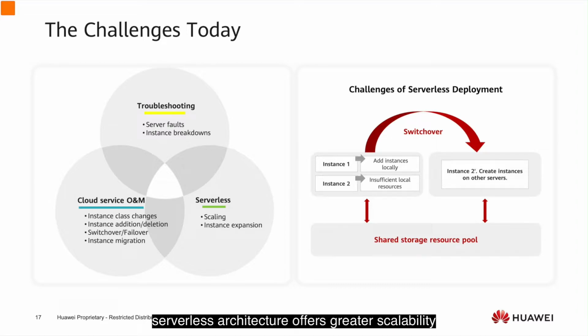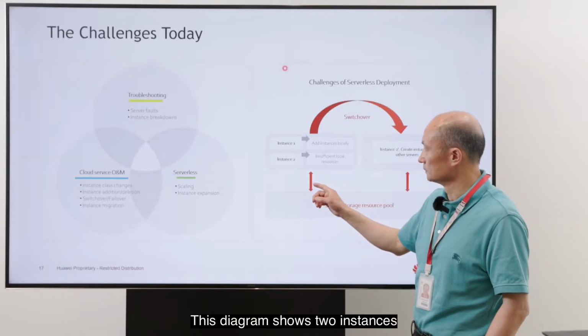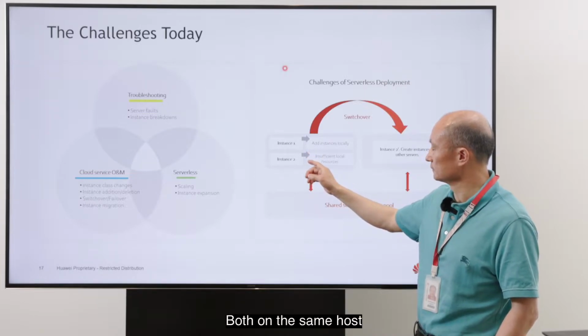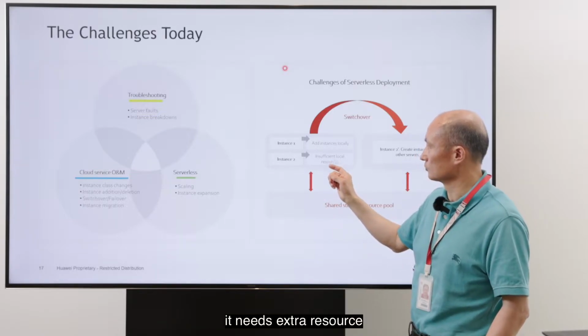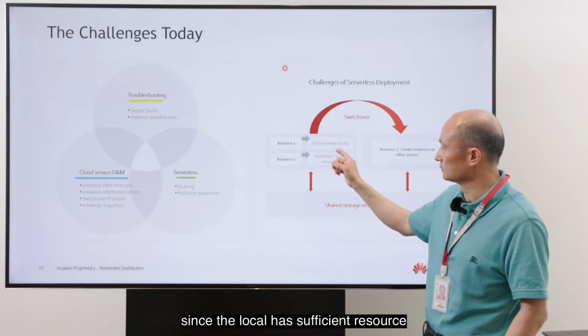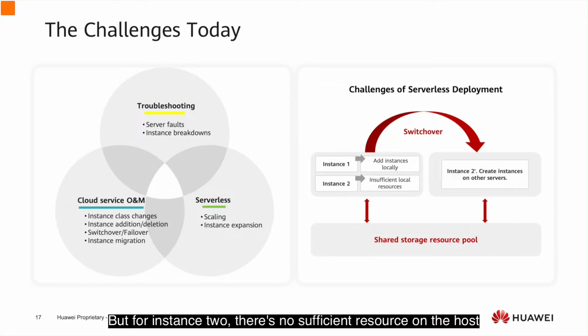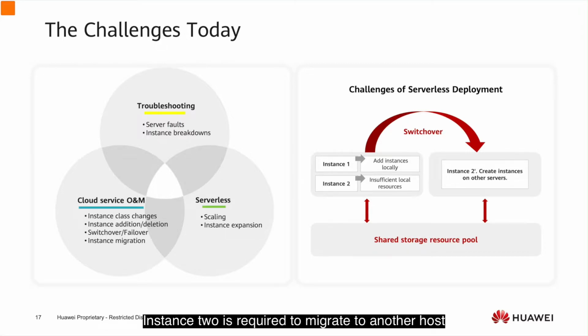Serverless architecture offers great scalability, more flexibility, and costs less for customers. But service deployment faces unique challenges. Let's look at the right diagram. This diagram shows two instances, instance 1 and instance 2, both on the same host. When the workload increases, it needs extra resource. In the case of instance 1, since the local host has sufficient resource, there's no need to switch over. But for instance 2, there's no sufficient resource on the host. Instance 2 is required to migrate to another host, so we have to switch over.